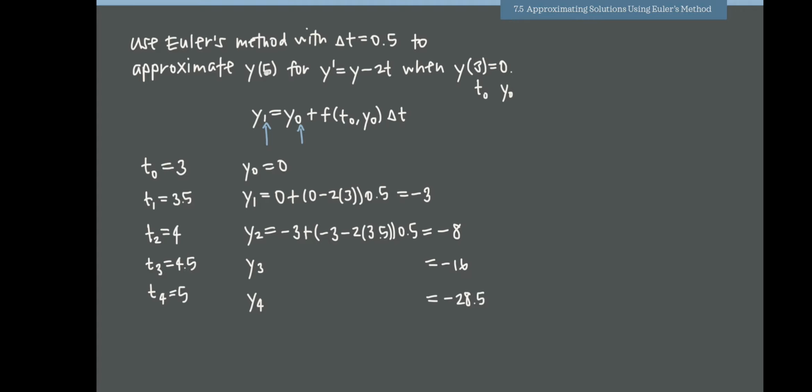28.5. So when the problem asks us to approximate y of 5, we say that y of 5 is approximately equal to negative 28.5. And that's how you use the iterative Euler's method to find an approximation for the solution to a differential equation.